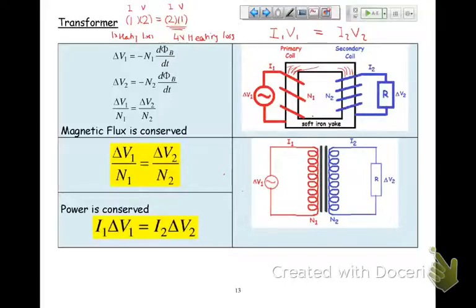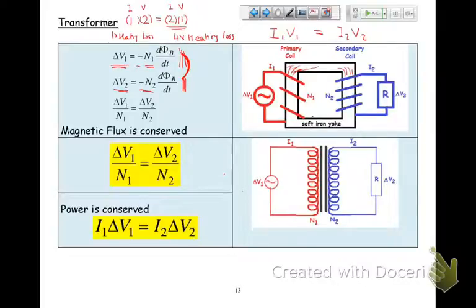So what we have is our voltage on the first coil is minus the number of turns times dΦ/dt, and on the second one it's minus the number of turns times dΦ/dt. And if I remember that these two dΦ/dt are equal to each other, then I get ΔV over N1 equals ΔV over N2. And so that's my transformer equation.